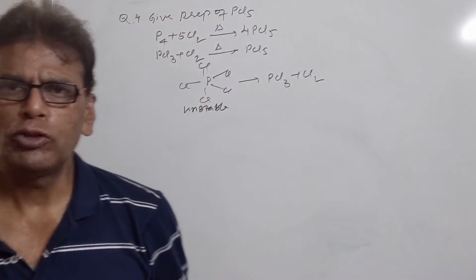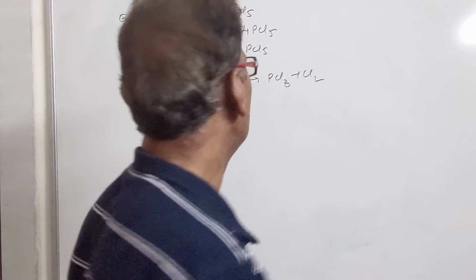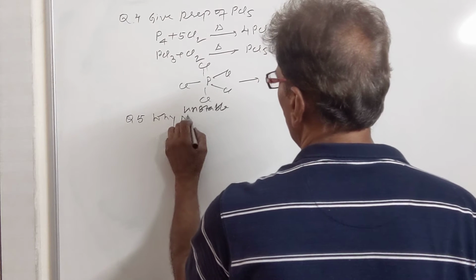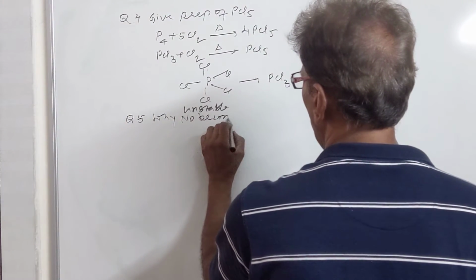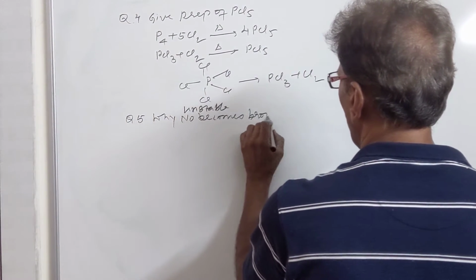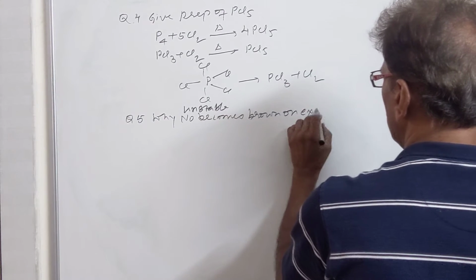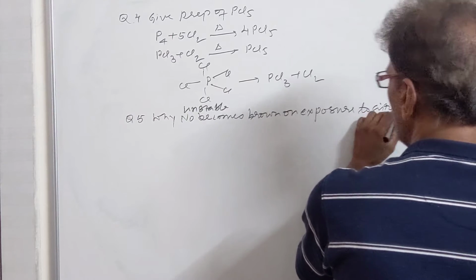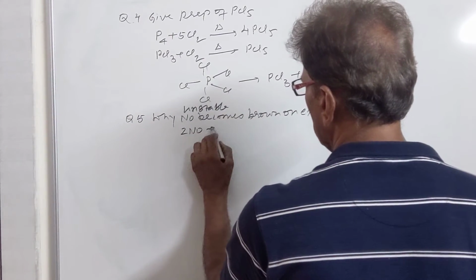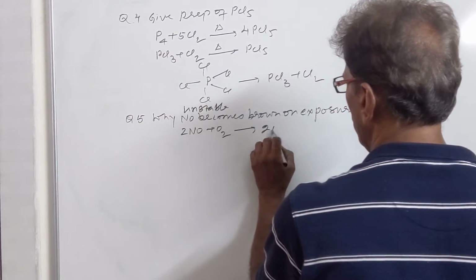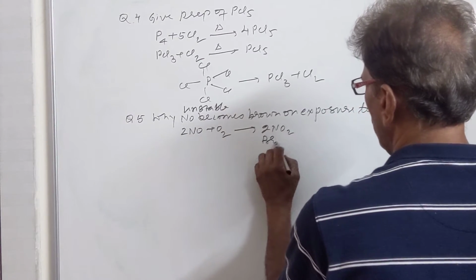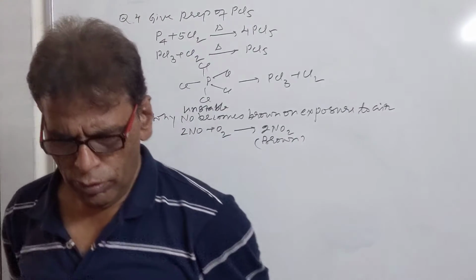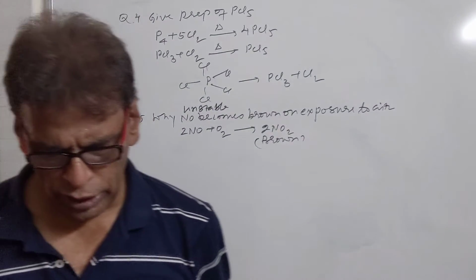Why does NO become brown on exposure to air? It is due to oxidation of NO. It combines with the aerial oxygen to give you 2NO2, which is brown colored. So NO becomes brown on exposure to air.